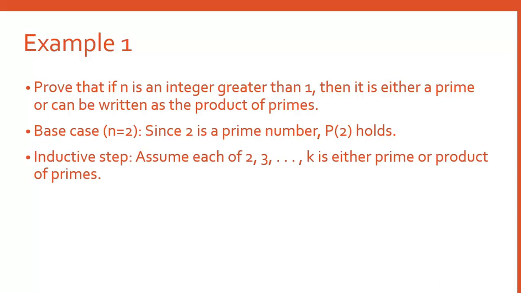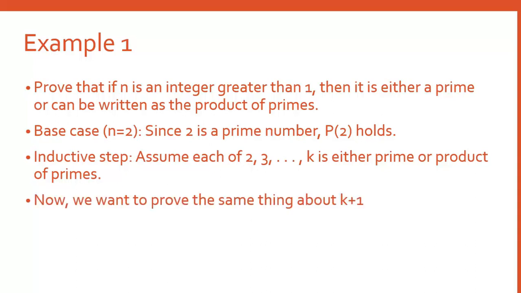Next, our inductive step is that we are assuming that our statement is true for every value of j, where j is varying from 2 to k. It means either these numbers are prime numbers or they can be written as a product of prime numbers. Next, we have to prove it for P of k plus 1. That is, k plus 1 can be a prime number or k plus 1 can be a composite number.